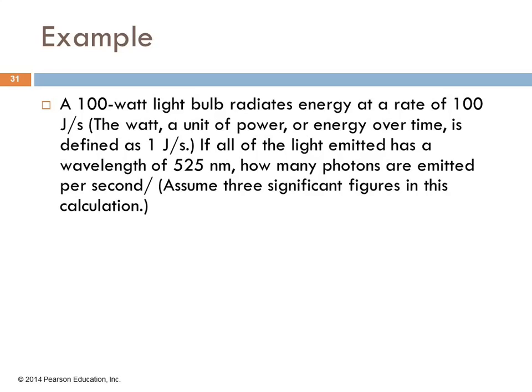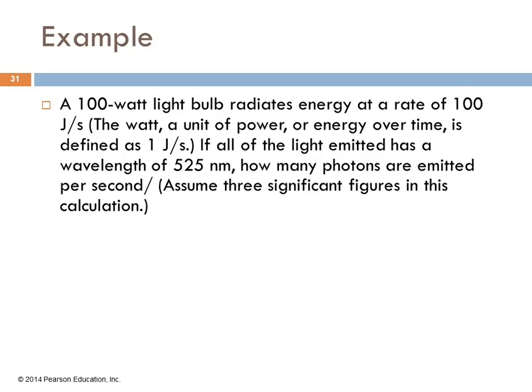A 100-watt light bulb radiates energy at a rate of 100 joules per second. Watt is a unit of power. Power is energy in a given amount of time. So a watt is a joule per second. So 100-watt bulb, 100 joules per second. If all the light emitted has a wavelength of 525 nanometers, how many photons are emitted per second? And it says use 3 sig figs.